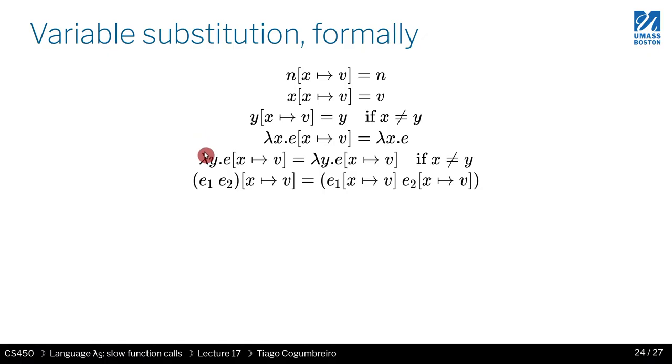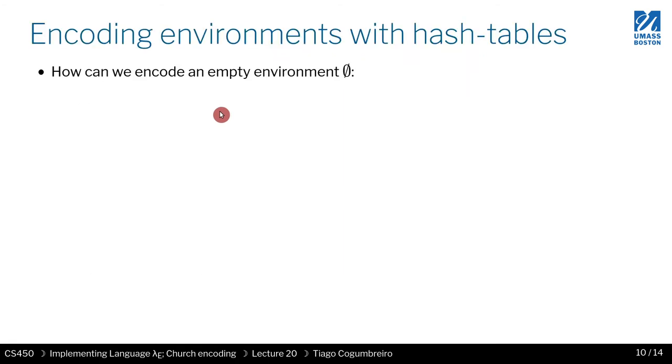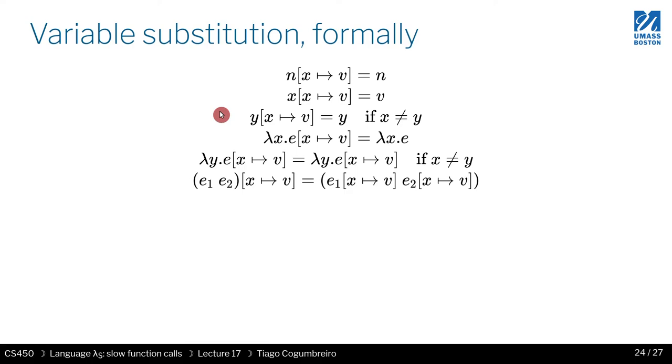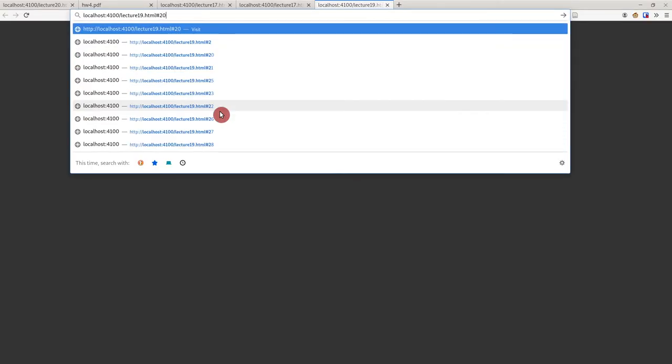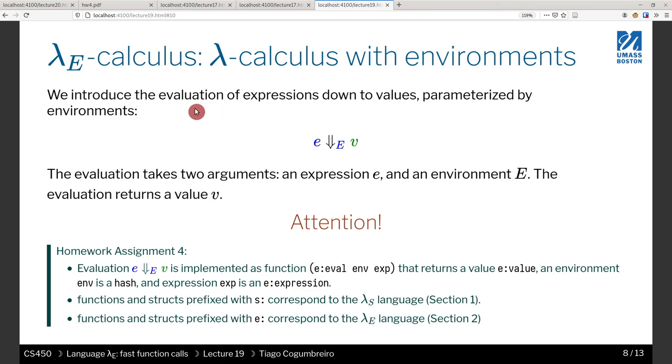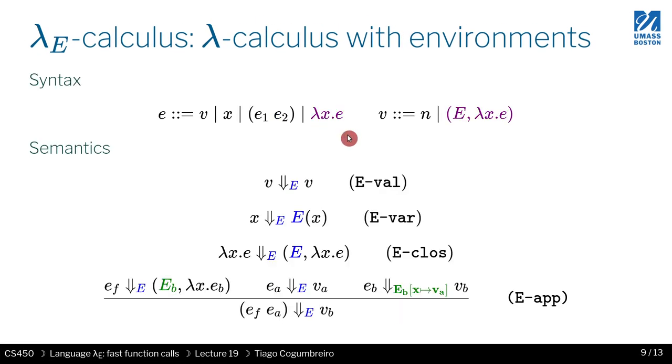And Lambda E is lecture 19. And this is a bit too far. So this E that you see here is going to be the hash table, right?